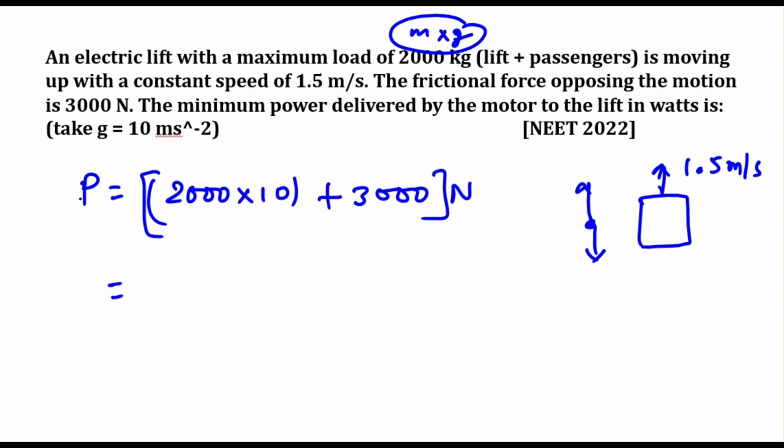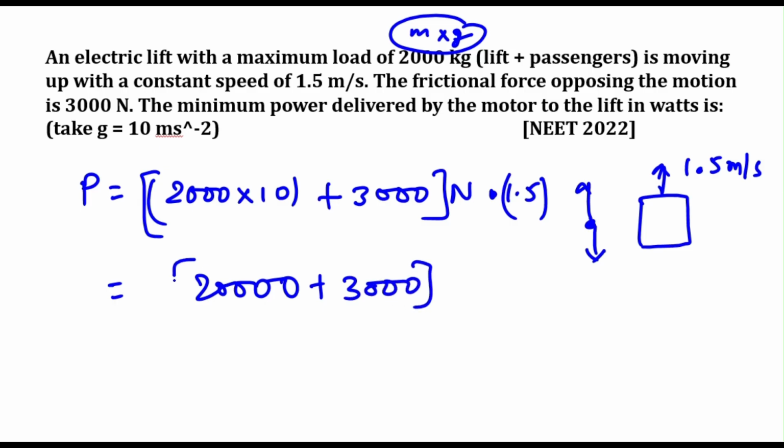And look, power is force times displacement, so, sorry, force times velocity. So 1.5 here we have to multiply. Everything is in SI system, so at the end we are going to get this power in watt. So this will be 20,000 plus 3000, and the whole thing is multiplied with 1.5, and then this whole thing is in watt.